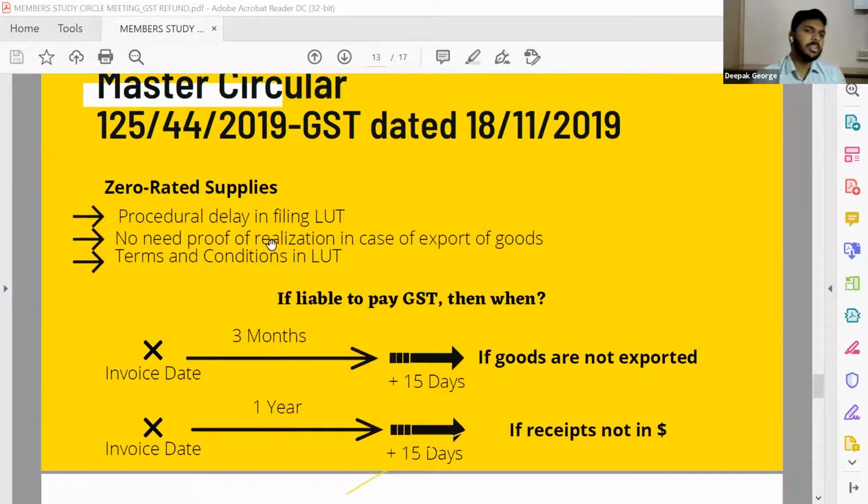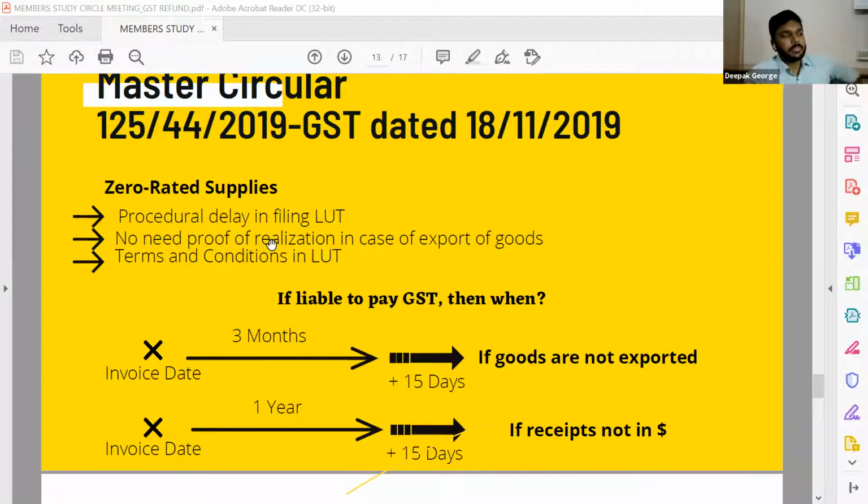Then the circular talks about zero rated supplies. It just gives some clarity. In fact, there was one such situation of a client of ours wherein they had forgotten to file LUT. And while we did the GSTR 9C audit, we came across export of services without IGST payment. The rule is that if you do not pay IGST, you should take a LUT, file an LUT before export. But they had not filed LUT and they had not paid IGST.